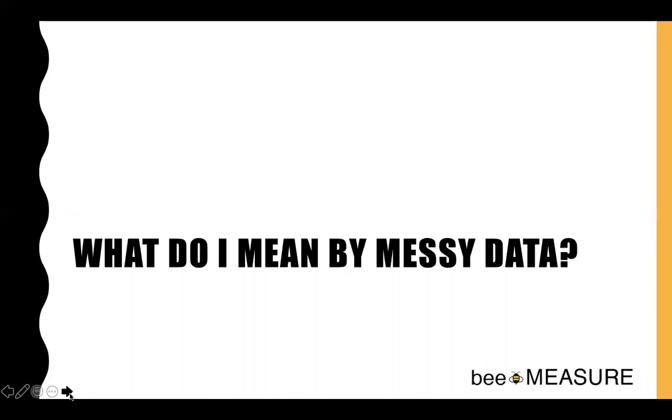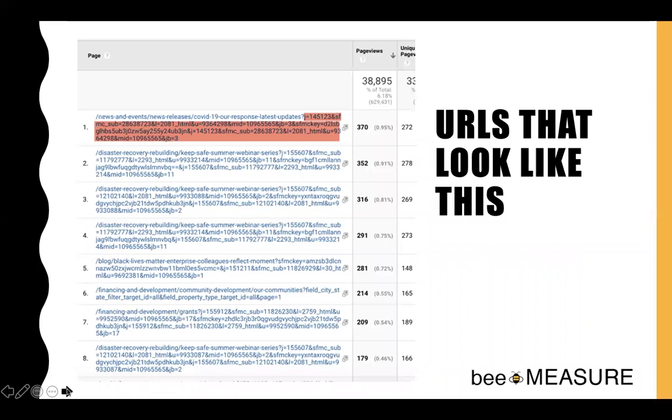So first off, what do I mean by messy data? I've got some screenshots here. I'm not naming any names, and you might not recognize these, but you might be able to search in your data and see if you can find some similar trends. So this is a screenshot of query parameters, actually. There are some settings in Google Analytics, and you can just Google it if you want to find them. There you can strip these out.